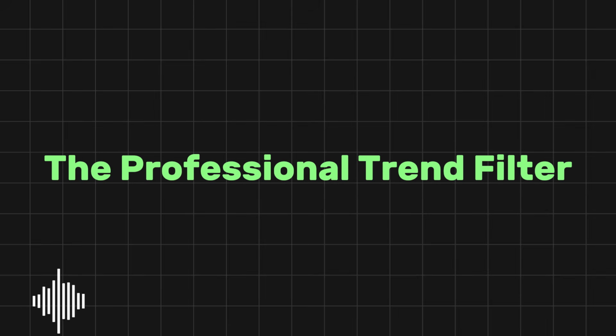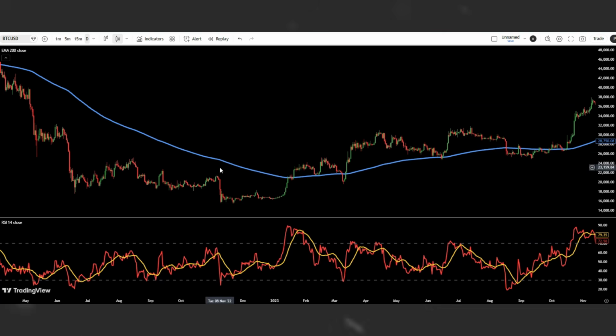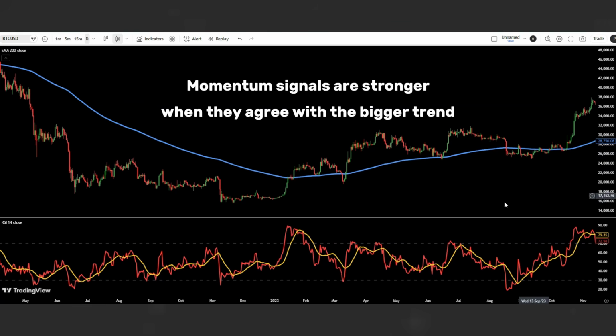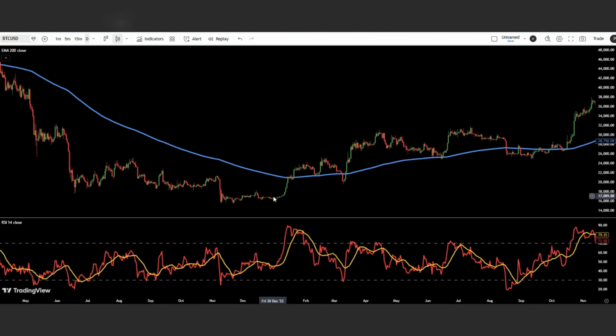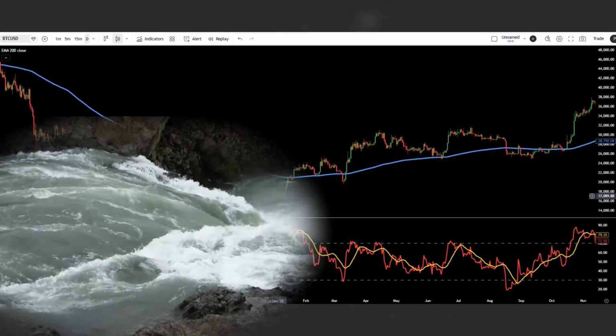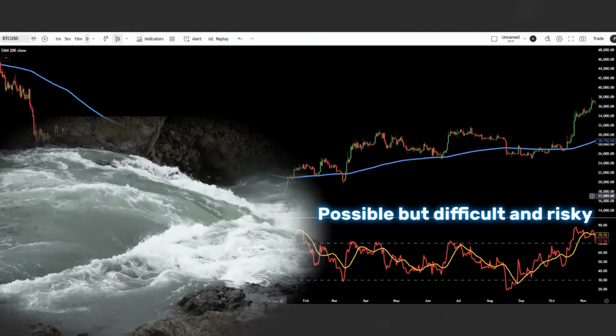The professional trend filter. Before we talk about entries in this strategy, we must understand something critical. Momentum signals are stronger when they agree with the bigger trend. Trading against the main trend is like swimming against a strong river, possible but difficult and risky.